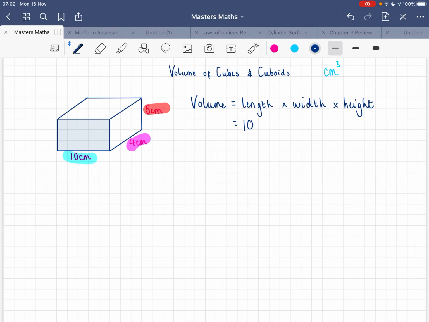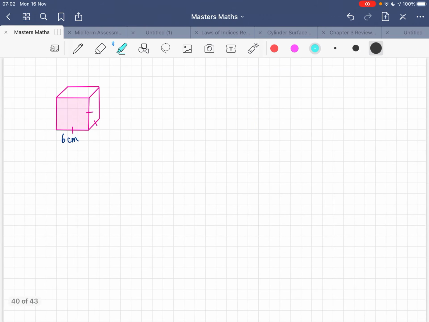It is as simple as that. So we're going to do 10 multiplied by 4 multiplied by 5. 10 times 4 is 40, 40 times 5 is 200, and that is centimeters cubed, and that's it. That is as simple as it gets. You just need to multiply the 3 sides together. Really, really straightforward.